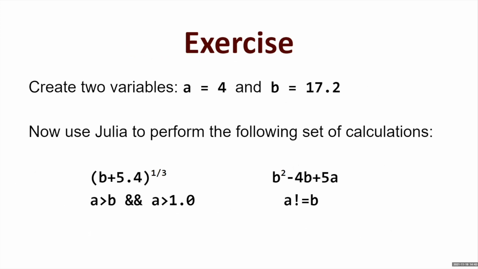So this is a very simple exercise. What you are doing here, we'll get two variables, A equals 4, B equals 17.2, and we want to calculate some expressions. The first expression is just a simple mathematical expression, try to get the 1/3 power of B plus 5.4. And then the last two here will be Boolean values. You should get a Boolean output.